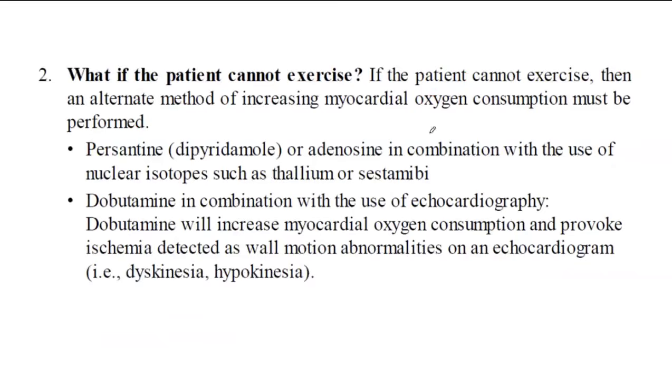This patient can run. What if the patient cannot exercise? In that case, you cannot ask the patient to run on a treadmill, but you will still need to stress the heart. So this is where we do the chemical stress. We'll use a chemical which can work in the same way as if the patient was running on a treadmill. So that's the time we can use dipyridamole or adenosine with the thallium scan. With the thallium dye, we will also use either adenosine or dipyridamole. That becomes a chemical thallium test. In the same way, instead of asking the patient to run on a treadmill, we will do an echocardiogram after giving dobutamine, because dobutamine will increase the myocardial oxygen consumption, and it will work in the same way as if the patient is running on a treadmill.